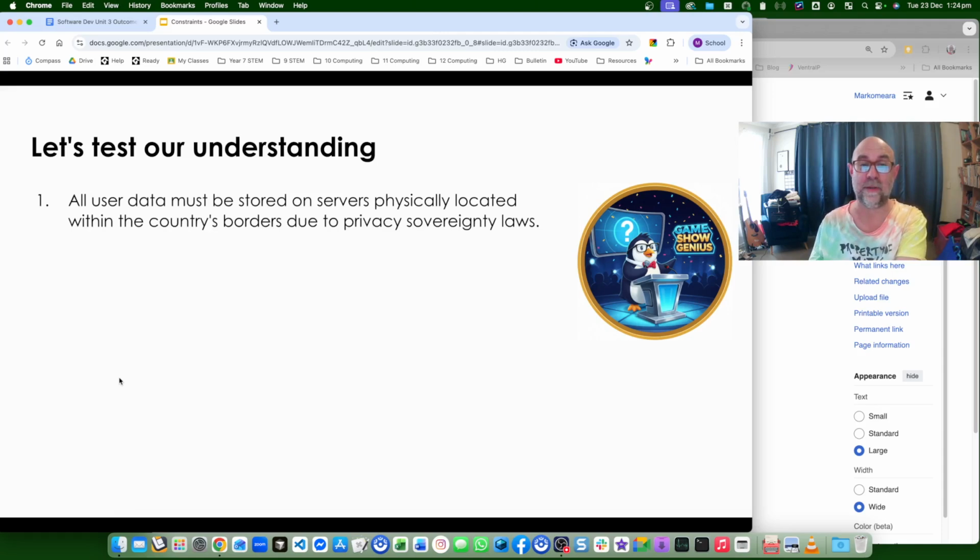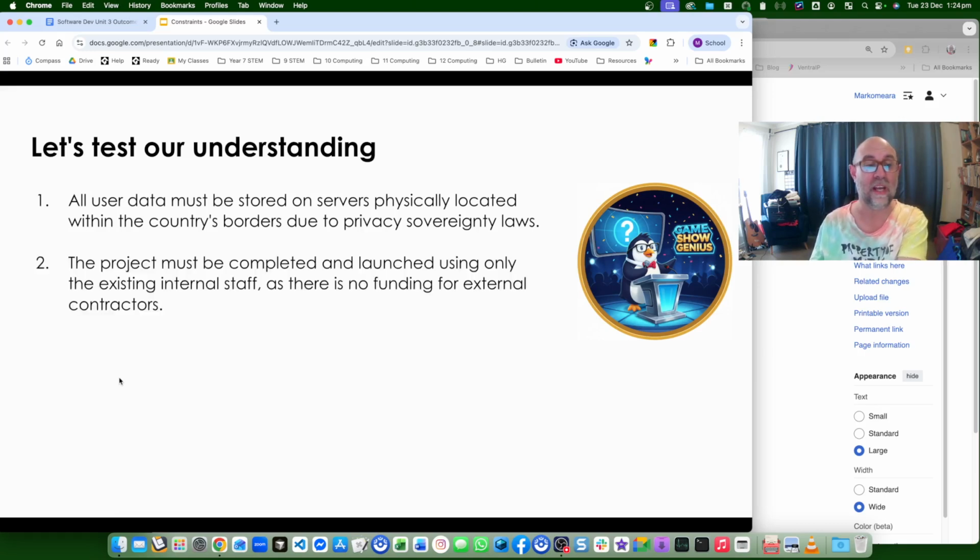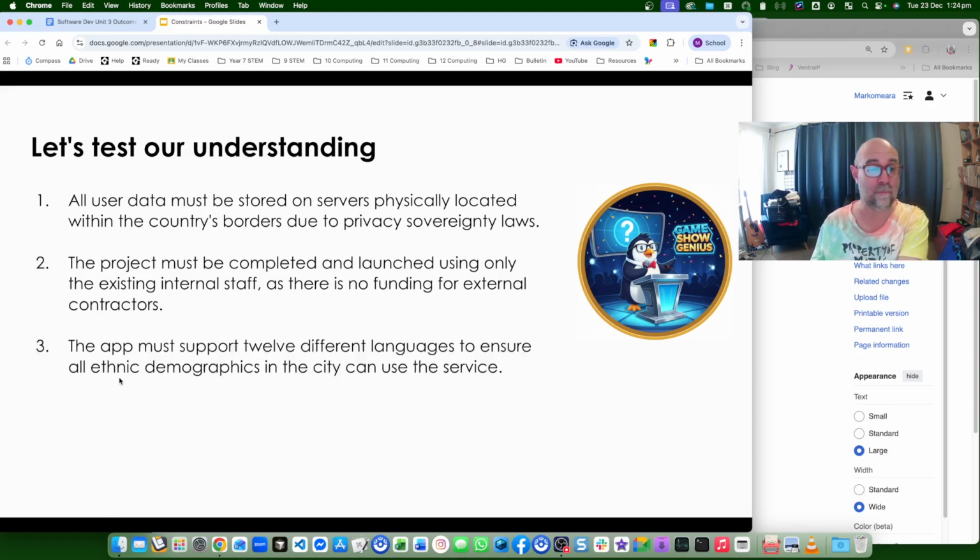All user data must be stored on servers physically located within the country's borders due to privacy sovereignty laws. Well, that's a legal constraint. Those are the laws that we've got to comply with. The project must be completed and launched using only the existing internal staff, and there is no funding for external contractors. Well, that's economic. That's about the resources that we have available in terms of time and money.